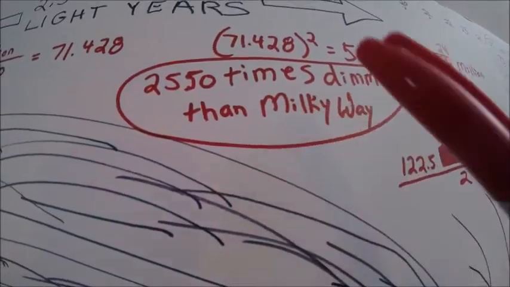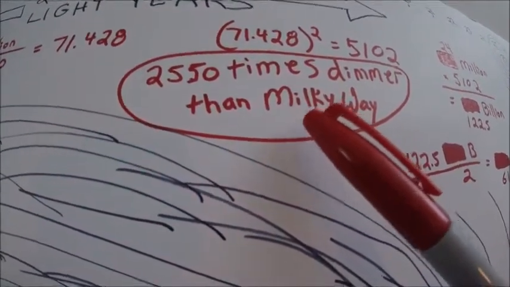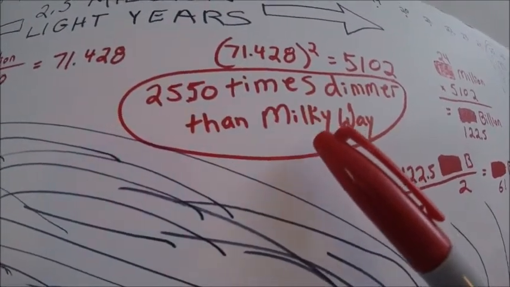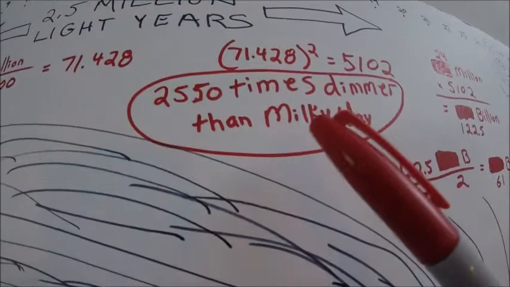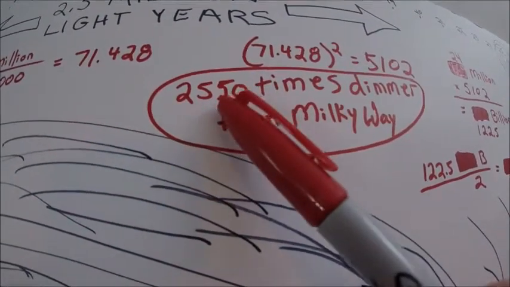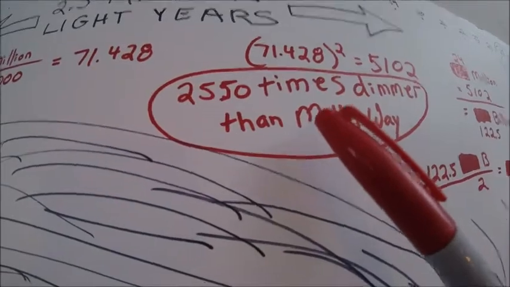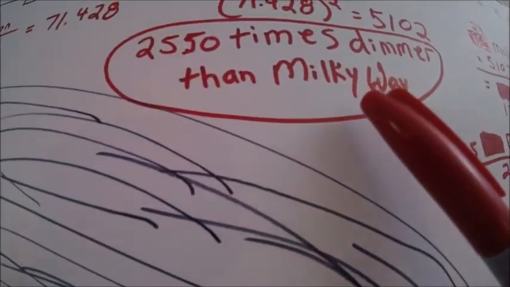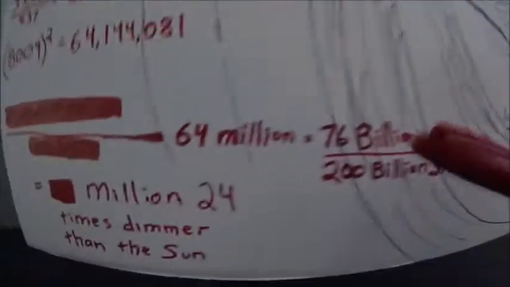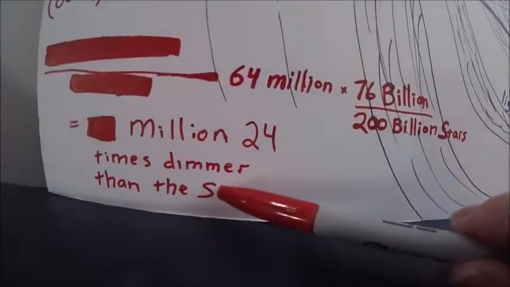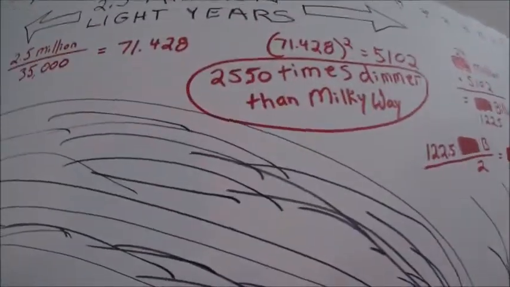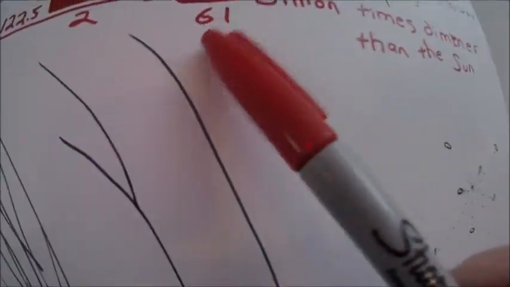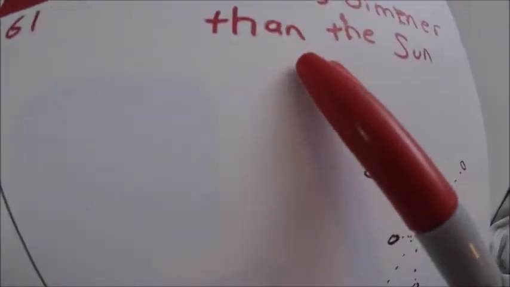And I've been out at night looking for Andromeda many, many nights, and from the suburbs you cannot find it. You have to wait for a clear night, which is very once in a while. So yes, I can believe that this is 2,500 times dimmer than the Milky Way, because you can't even see it. Then you have to take the brightness of the Milky Way, which is 24 million times dimmer, again, multiply that by 2,500, and you get 61 billion times dimmer than the sun. The Andromeda Galaxy is 61 billion times dimmer than the sun.